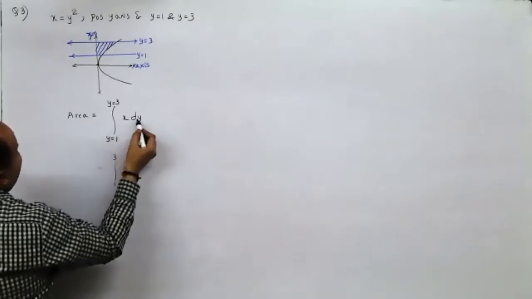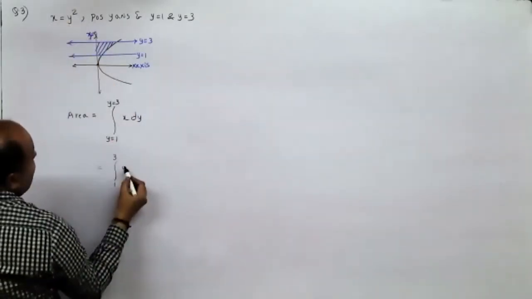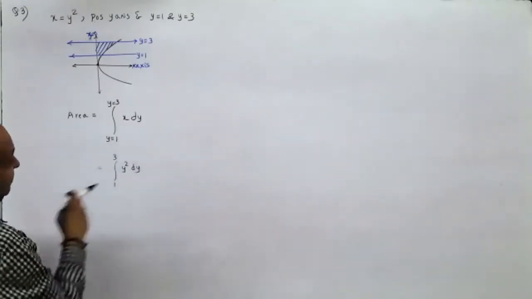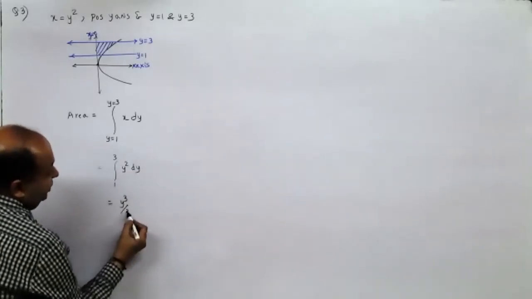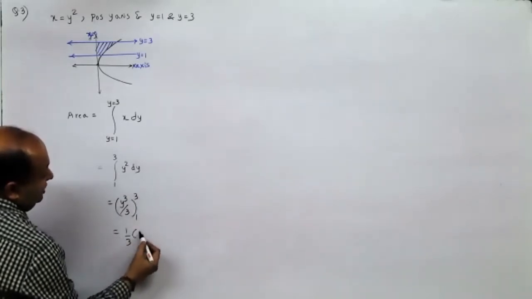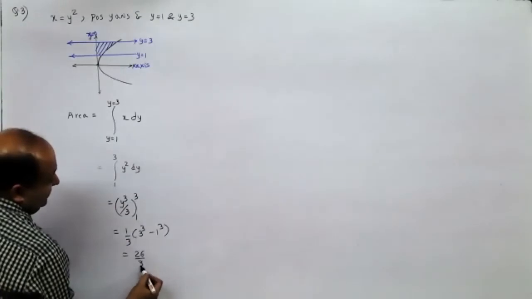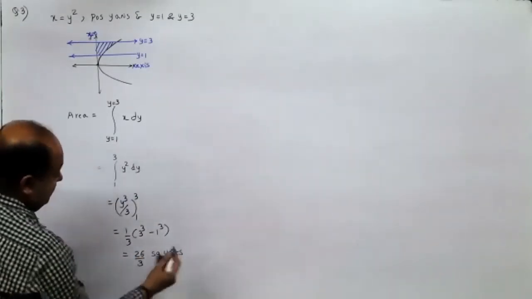What is x dy? X would be y square, and dy here. X you replace it with y square because you need it in terms of y over here. So this would be y cube by 3, and between 1 and 3. You take 1 upon 3 out, this is 3 cube minus 1 cube. So it is 27 minus 1, this is 26 by 3. Area would always be in square units.